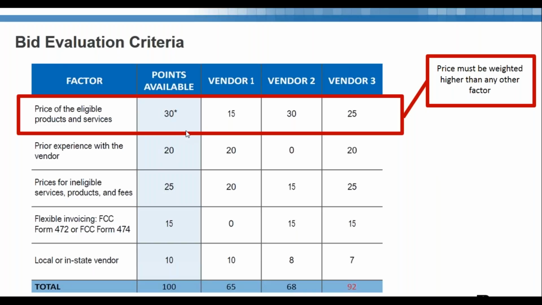If we look at the top, the price of eligible products and services has the most points available. Vendor 1 scored a 15, vendor 2 scored a 30, which is the most points, and vendor 3 scored a 25. If we take vendor 3 and look all the way down at the bottom, they ended up with the most points overall. So even though they weren't the most price competitive for eligible products and services, all of their other factors, having prior experience with them, their prices for ineligible services, offering flexible invoicing, all of those things made up for the 5 points they lost on prices of eligible products and services to help them win out at the end.